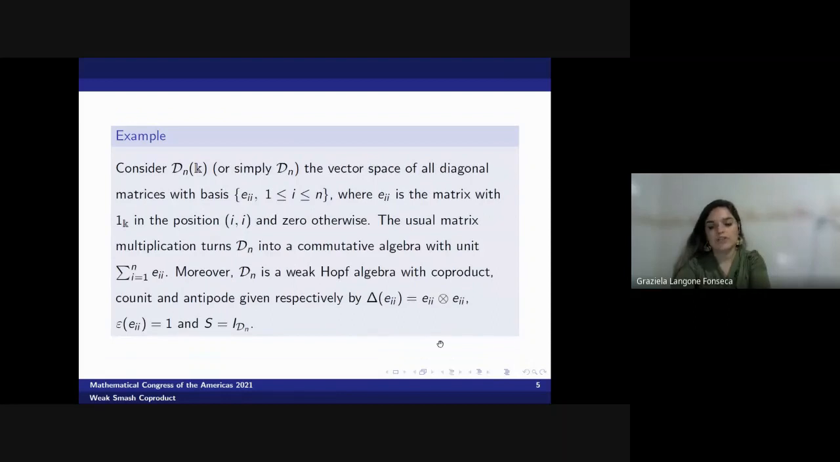Another example of Weak-Hopf algebras: consider Dn the vector space of all diagonal matrices with basis E_ii, where E_ii is the matrix with 1 in the position ii and 0 otherwise. The usual matrix multiplication turns Dn into a commutative algebra with this unit. Moreover, Dn is a Weak-Hopf algebra with this coproduct, this counit, and this antipode.